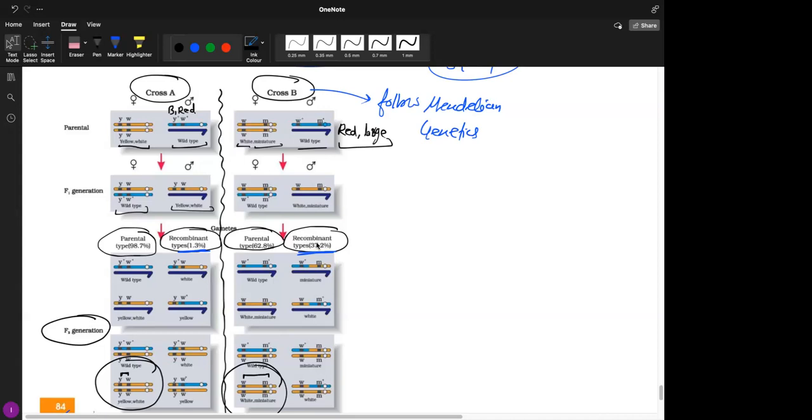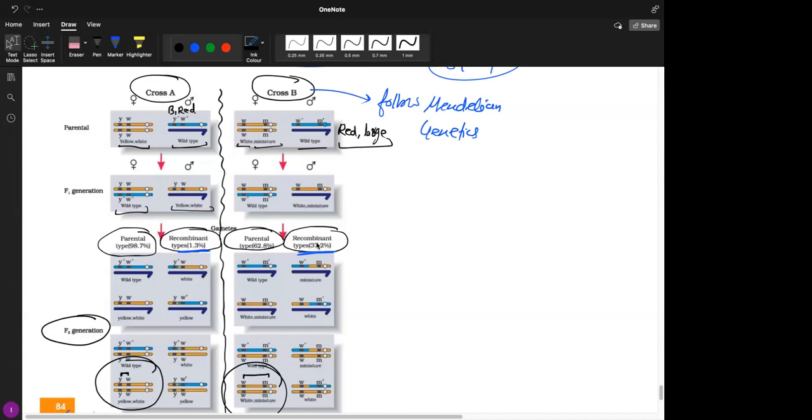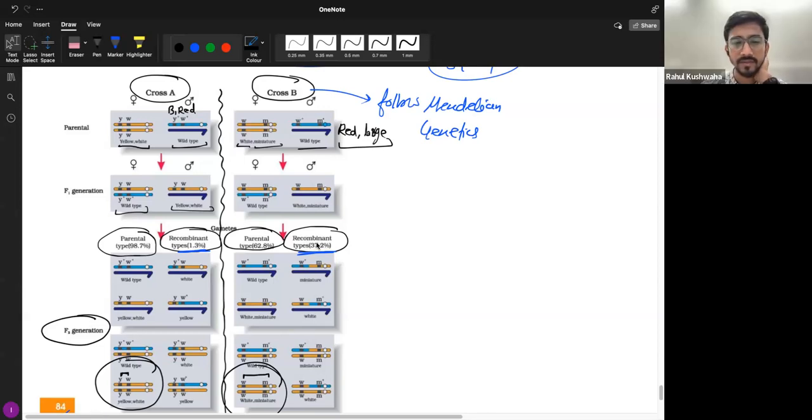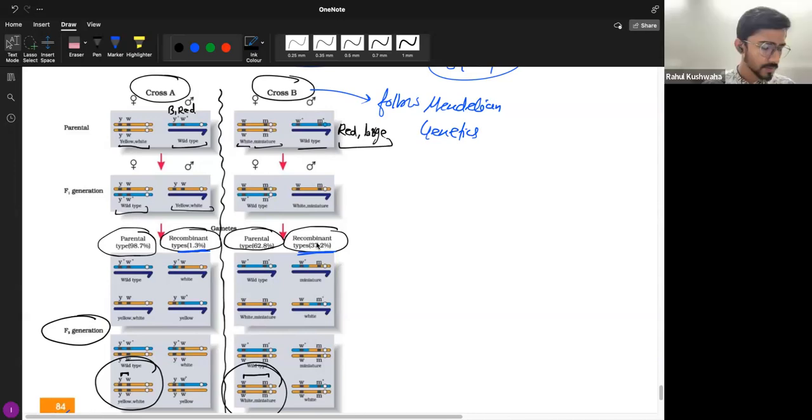So this experiment was done by T.H. Morgan or Alfred Sturtevant? What is the other name you are saying? There's one more name in NCERT. No, this experiment where they figured out linkage was done by T.H. Morgan.